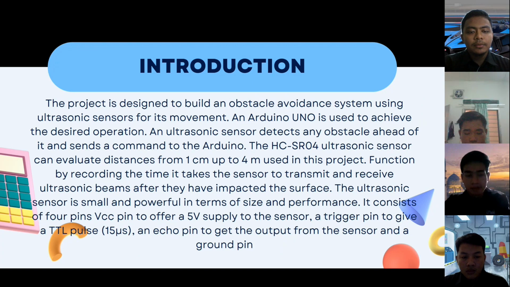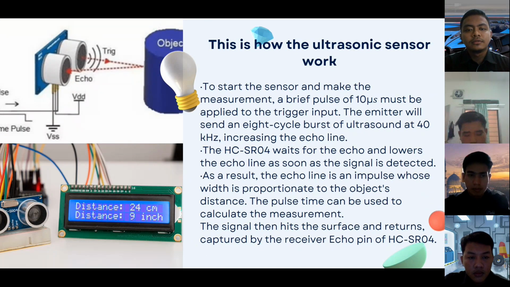It functions by recording the time it takes the sensor to transmit and receive ultrasonic beams after they have impacted the surface. The ultrasonic sensor is small and powerful in terms of size and performance. It consists of 4 pins: a VCC pin to offer a 5-volt supply to the sensor, a trigger pin to give a TTL pulse of 15 milliseconds, an echo pin to get the output from the sensor, and a ground pin. Next.